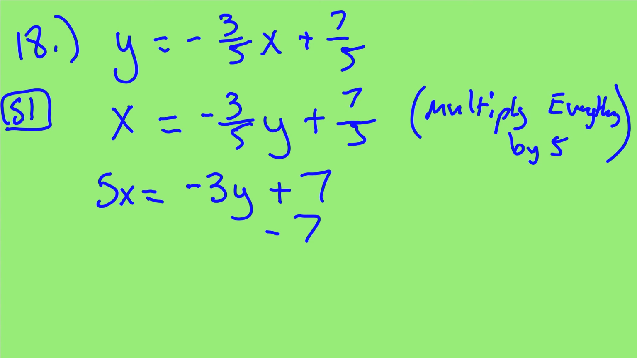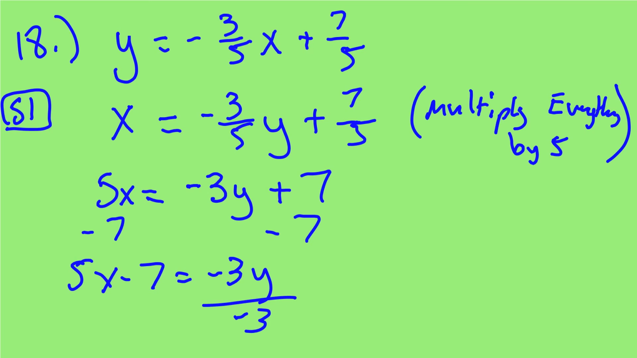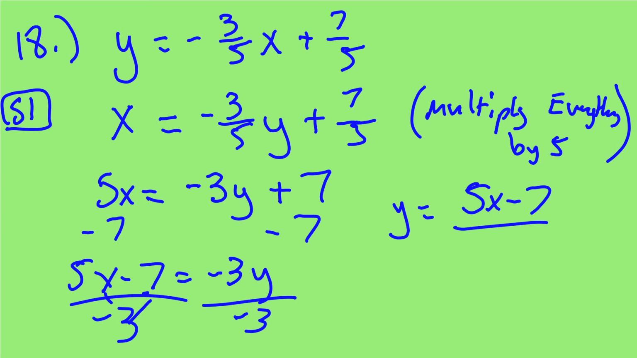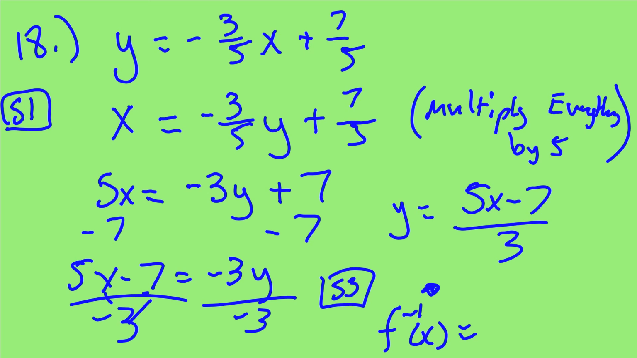Now I'm going to subtract 7 from both sides. I get 5x minus 7 equals negative 3y. Now I divide everything by negative 3. I can't just divide 5x or just divide the negative 7 by 3. The 3 goes to both. So my final answer is y equals 5x minus 7 all over 3. And after step 3, I put f inverse of x. That's what the negative 1 there tells me, that it's an inverse, is 5x minus 7 all over 3. And that's it for 18.